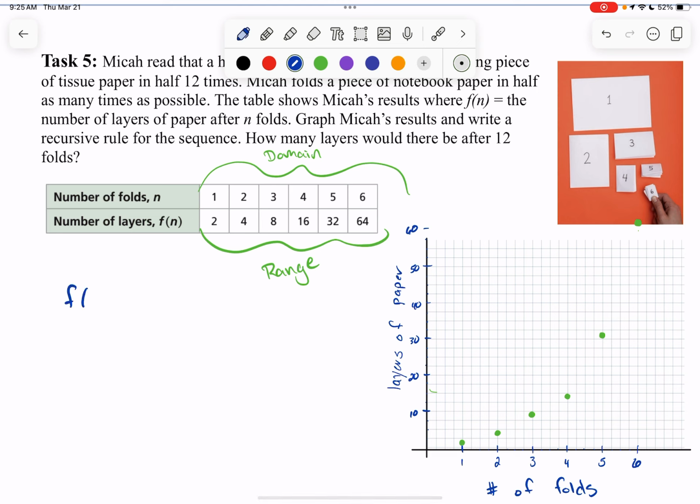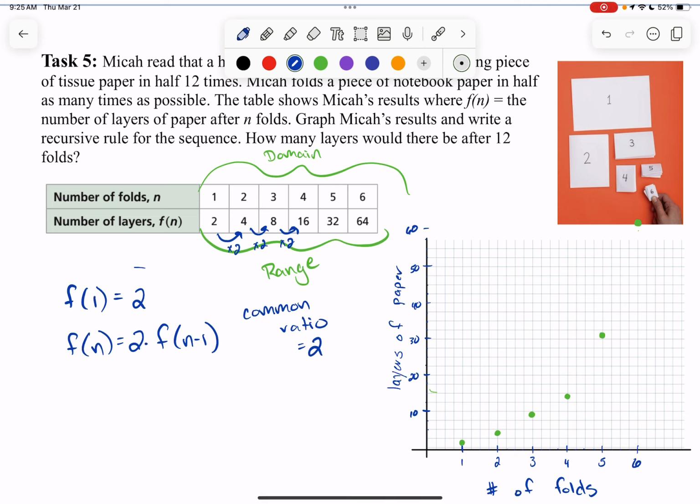Write a recursive rule. For the recursive rule, I need the first term. The first one is 2. And then we need to find the common ratio. What are we multiplying each time? To find that, we take 4 divided by 2. It looks like that's multiplied by 2. Yep, each time it doubles. So my common ratio is 2. So f of n would be 2 times the previous term, f of n minus 1. So there is my recursive rule.